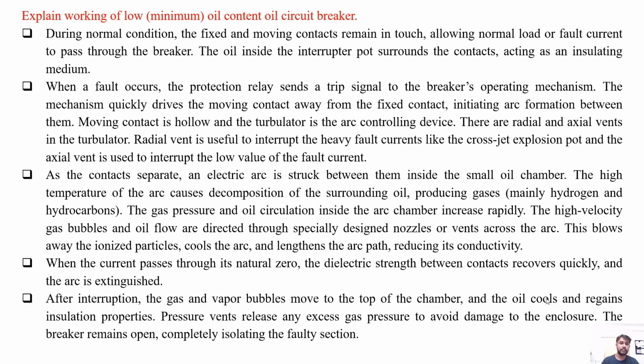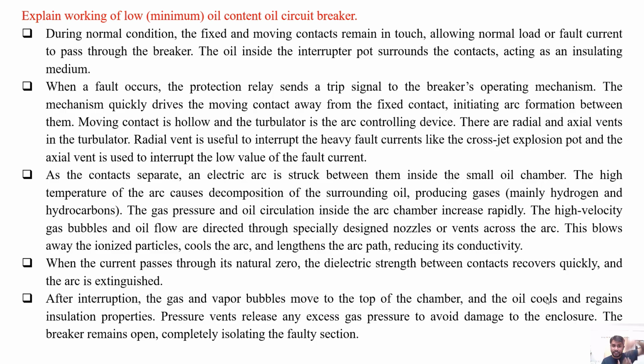Now, when a fault occurs, the protection relay sends a trip signal to the breaker's operating mechanism. The mechanism quickly drives the moving contact away from the fixed contact, initiating arc formation between them in the arc chamber. Now, the moving contact is hollow and the turbulator is the arc controlling device. There are radial and axial vanes in the turbulator. The radial vanes are useful to interrupt heavy fault currents, like the cross-jet explosion pot, and the axial vane is used to interrupt low values of fault current, like the plain explosion pot.